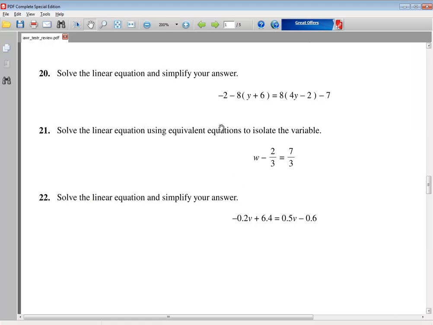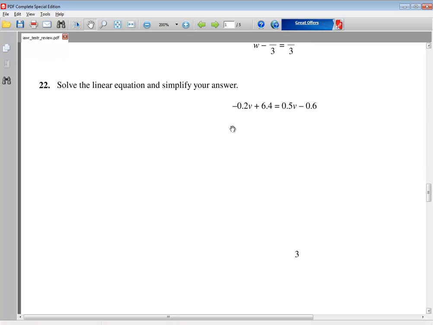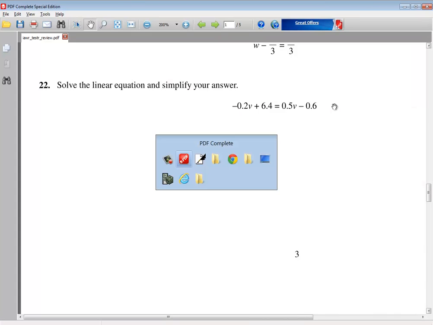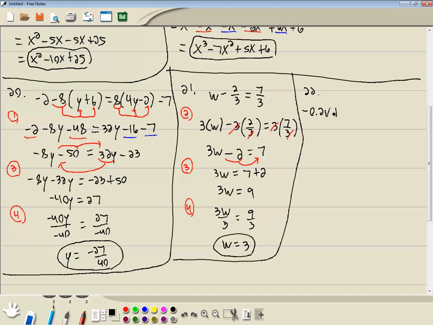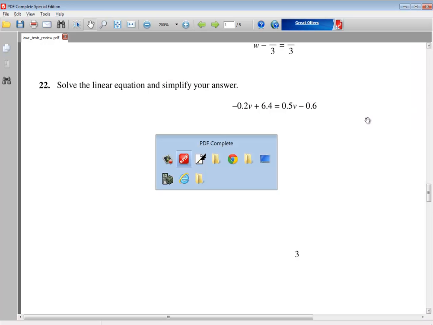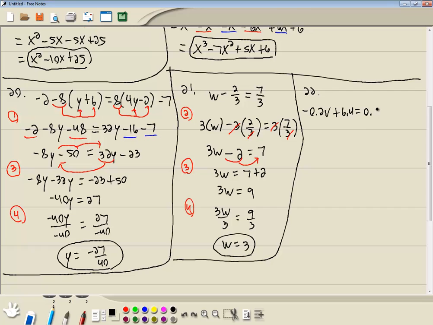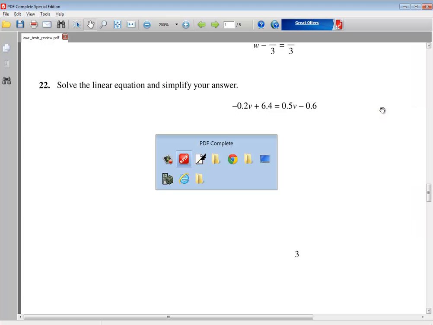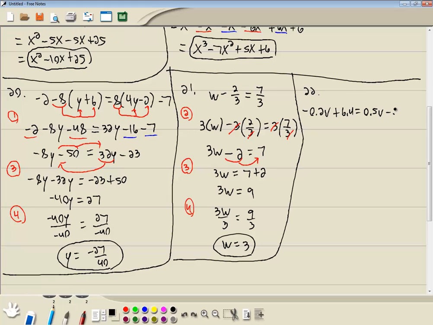Let's see, number 22. Decimals. I hate decimals. Let's see how this goes. We got -0.2v plus 6.4 equals 0.5v minus 0.6. And let's go through our steps.